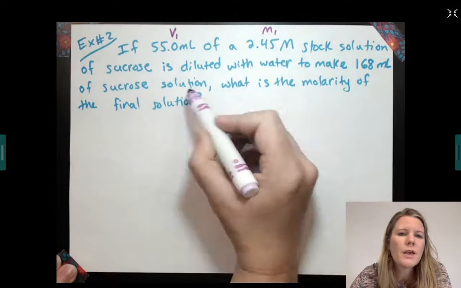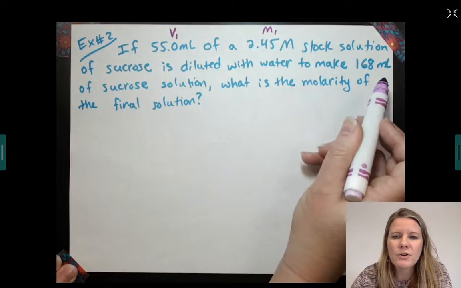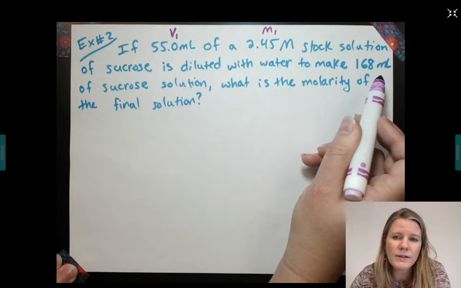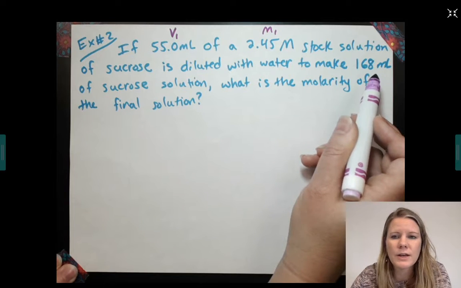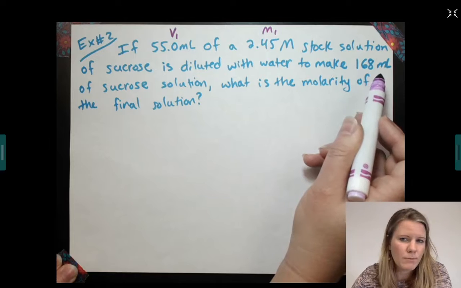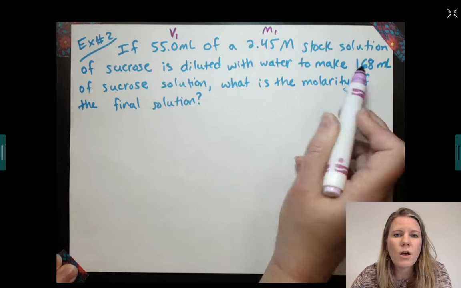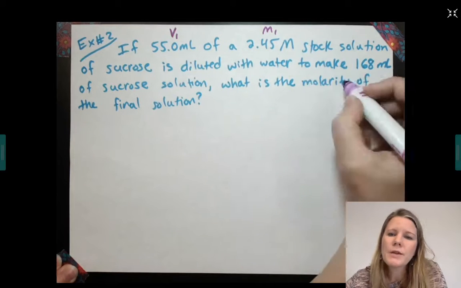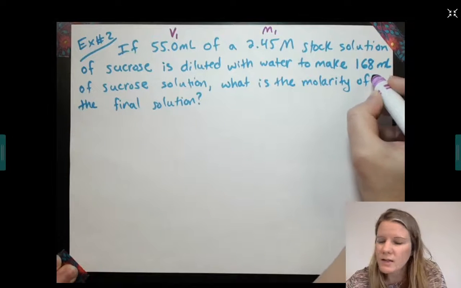So dilute it with water to make 168 mils of sucrose solution. So maybe this is an experiment where you're looking at cells, they got to eat sucrose, and you have to think, I need exactly 168 mils of sucrose. So, I need to know how much of my stock solution to use in my experiment. We're going to make this one as the final volume.